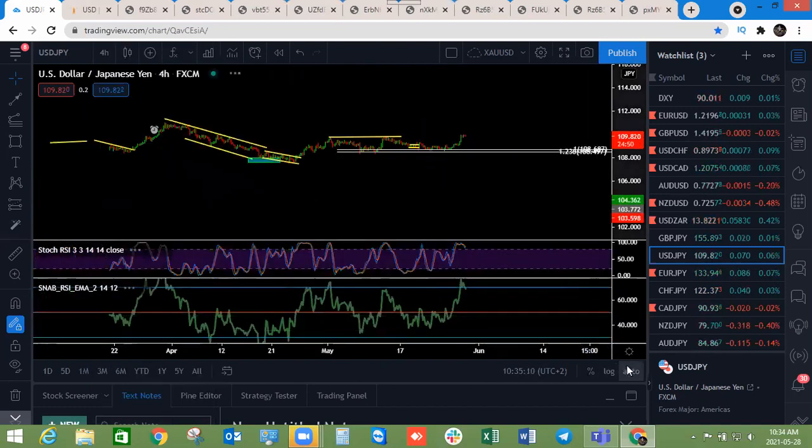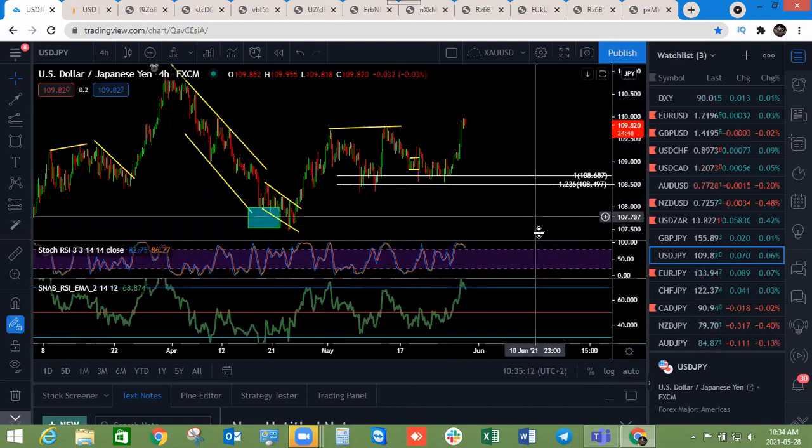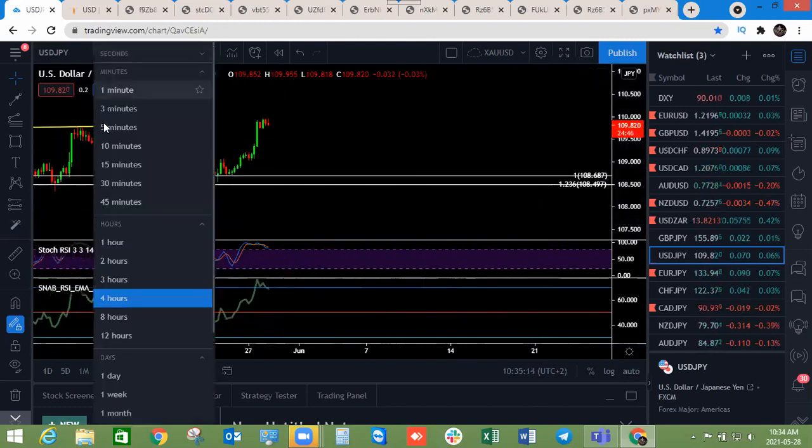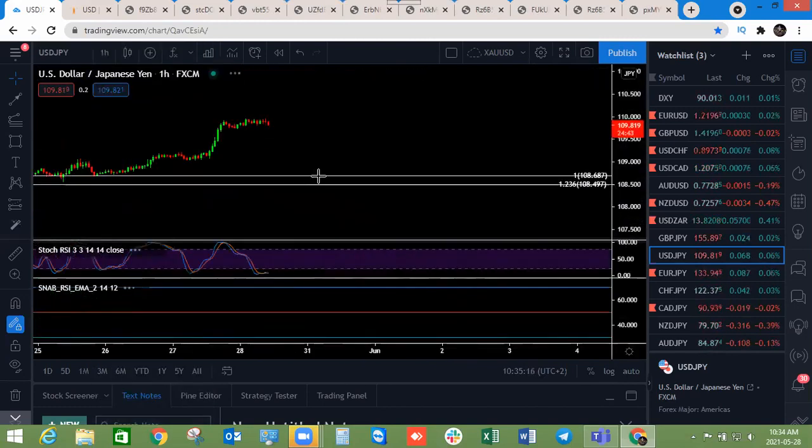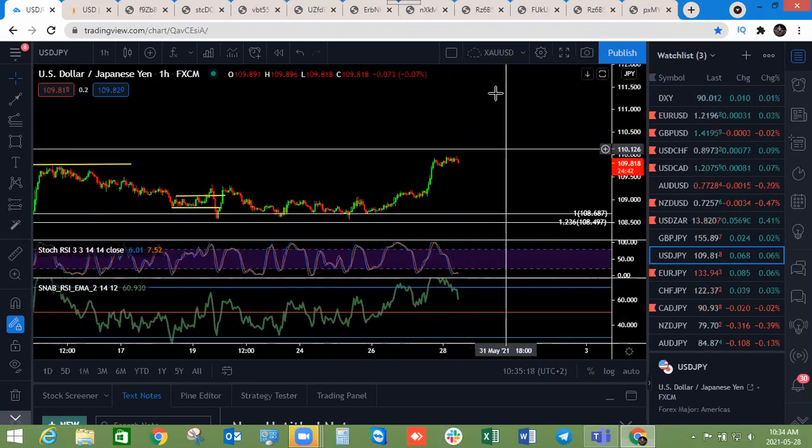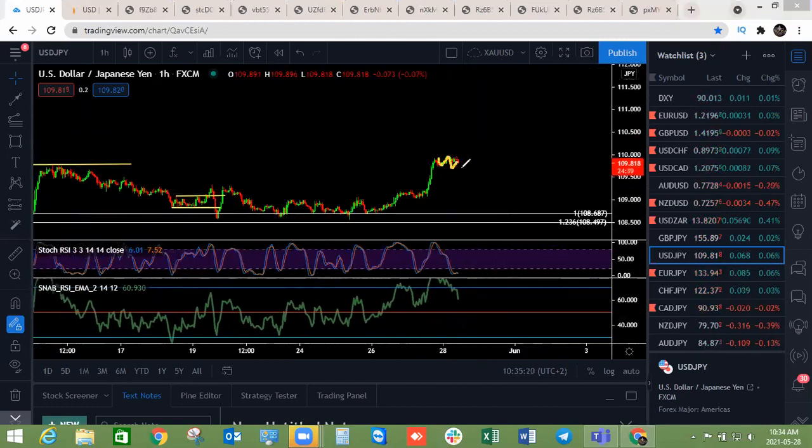Direction on the 4 hour is still showing upside, but the 4 hour does not have a trade setup. Maybe you can have one on the 1 hour to take you to 112. Watch out for this. Whichever corrective structure you get on the 1 hour will take you to 112 on US dollar yen. So watch this.